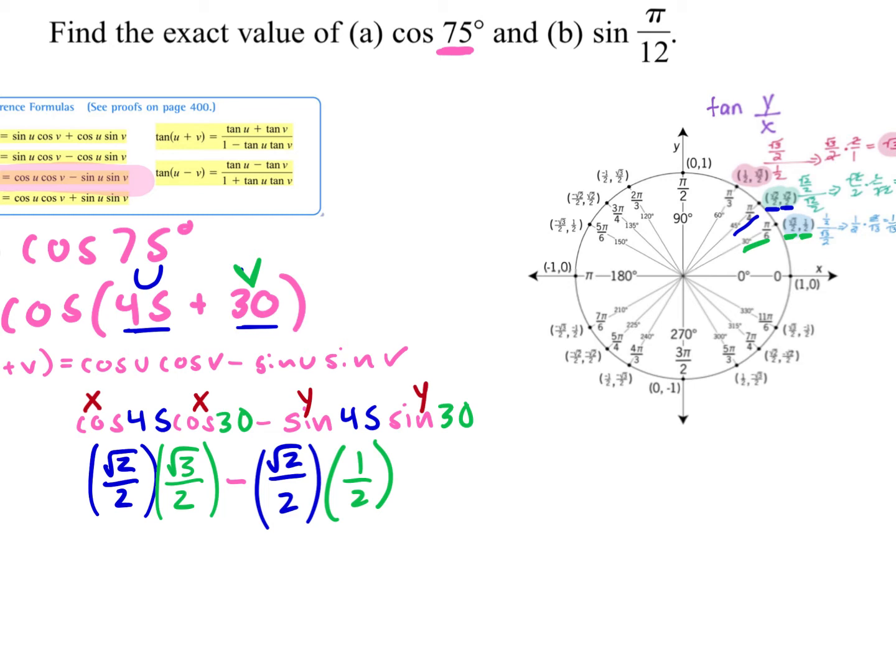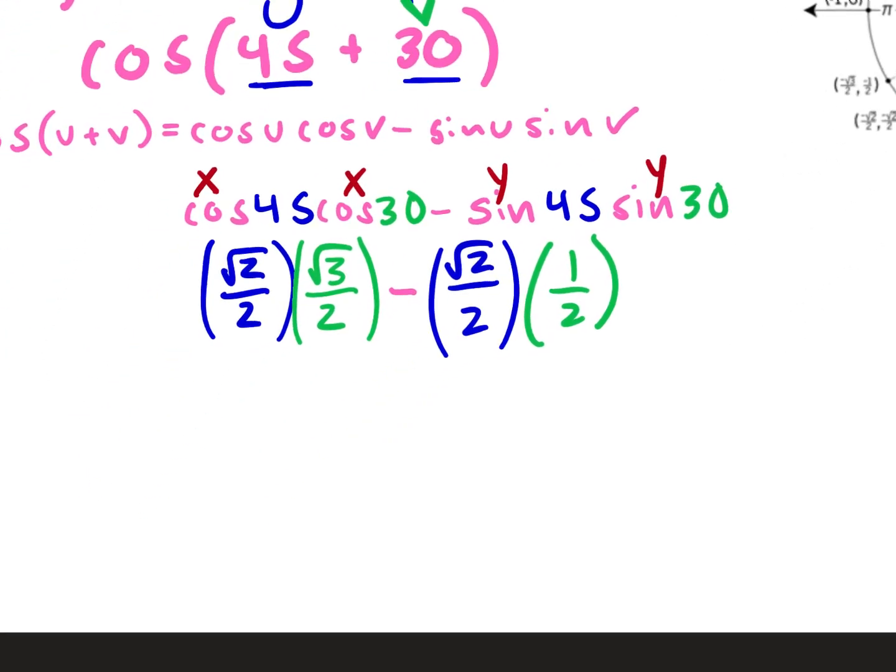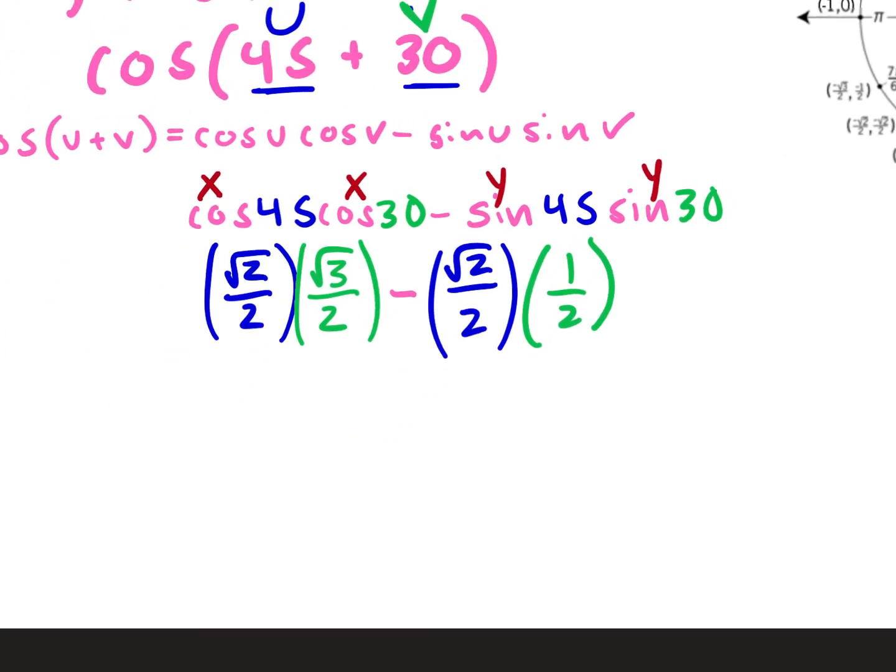And then from here, we just need to multiply and then subtract. So how can I multiply square root 2 over 2 times square root 3 over 2? So when multiplying fractions, you multiply the tops together and multiply the bottoms. So square root 2 times square root 3 is square root 6, perfect. And then 2 times 2 is 4. And then we do the same thing with our second group here, square root 2 over 2 times 1 over 2. So square root 2 times 1 is square root 2. And 2 times 2 is 4.